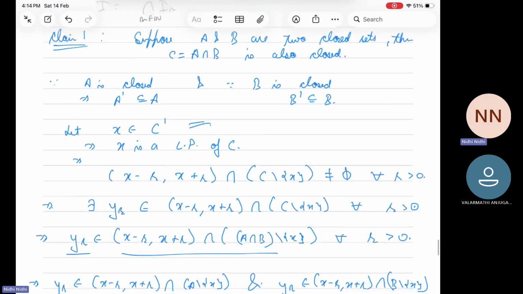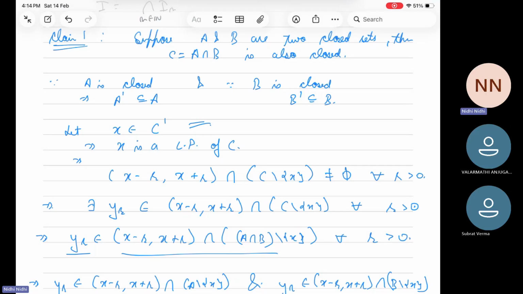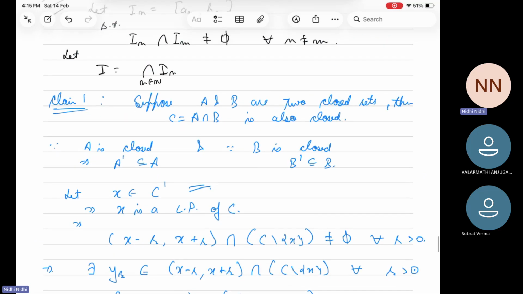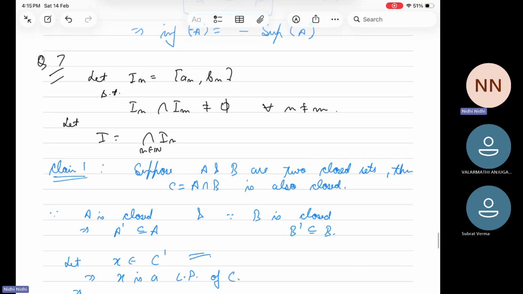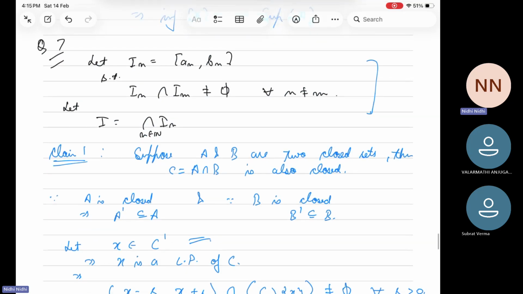Here we have proved that if we have two closed sets, then their intersection will be closed. Similarly, you can see that even if we have an arbitrary number of closed sets, their intersection will also be closed. That would be a task for you. Now let's see how this will be helpful for us in order to solve this problem. We are given some closed intervals In such that In intersection Im is non-empty, and we consider I to be the intersection of the In. We will show that this I is actually a non-empty closed set.